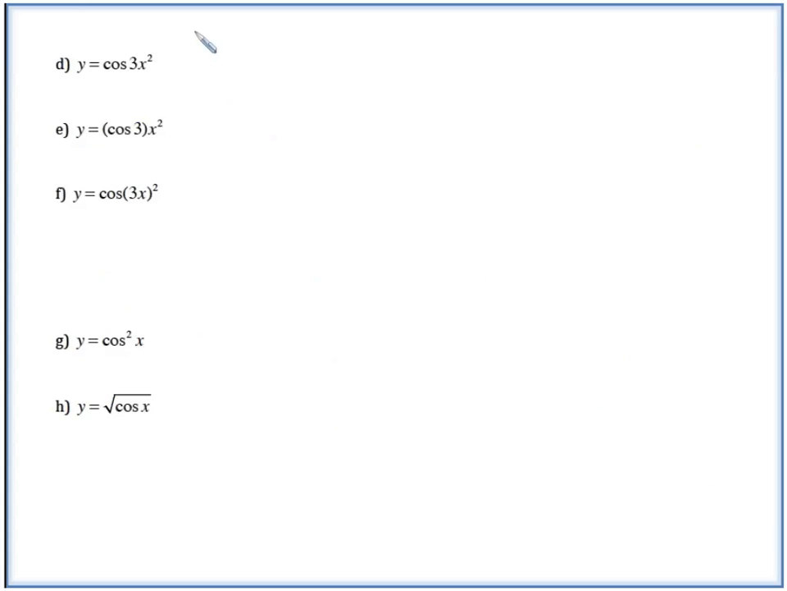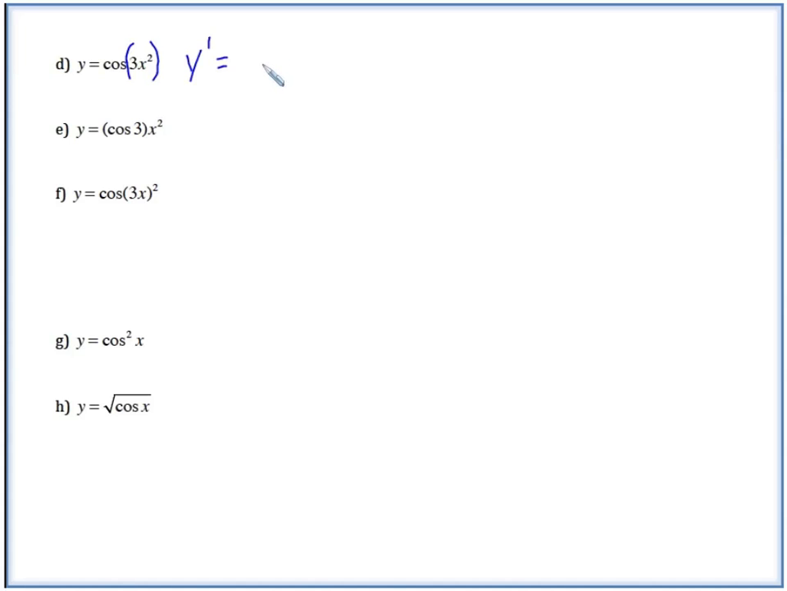All right, in this next set of examples, we're going to be looking at how parentheses can affect doing these problems with the trig functions. So if I see something like this, this is really going to be the cosine of 3x squared. Okay, and so here I can just apply the rules that we were just doing.